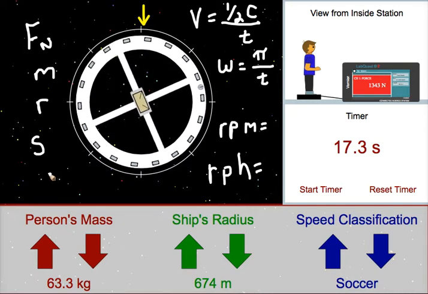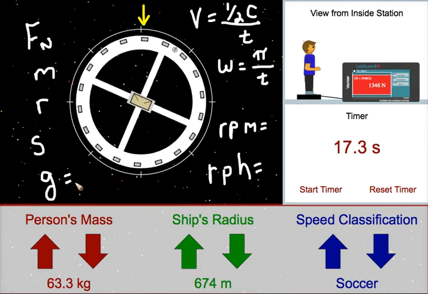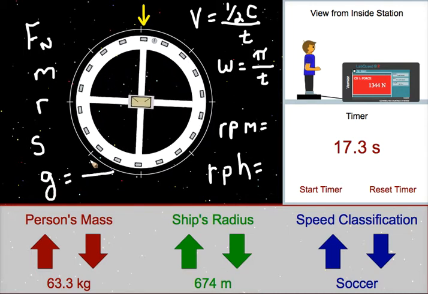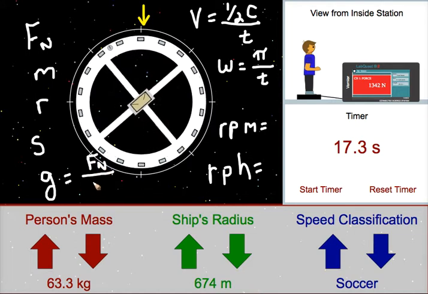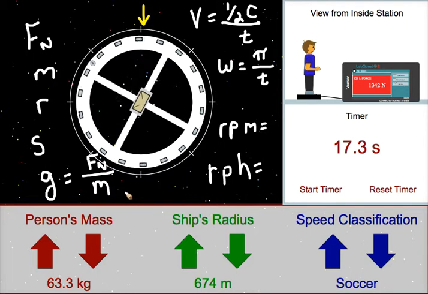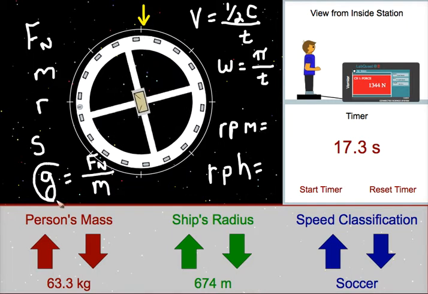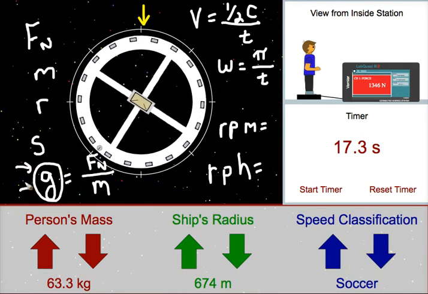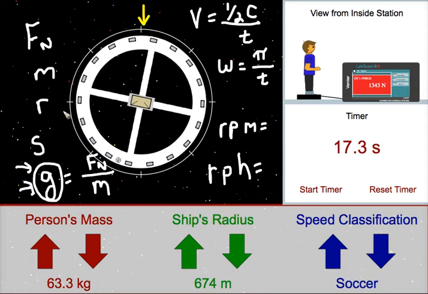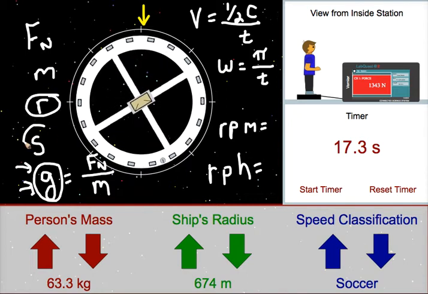Students might also be interested in looking at how the apparent gravitational field changes. If they're doing this, they should take the normal force that they measured and divide by the mass of the person that they were using. They should see that this gravitational field, again, apparent gravitational field, is not influenced by the mass of the person, but is influenced by the size of the ship and the speed of the ship.